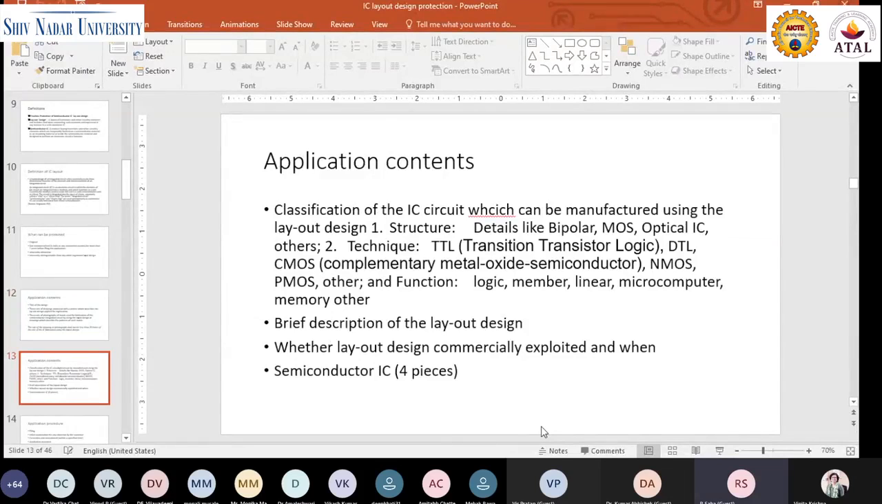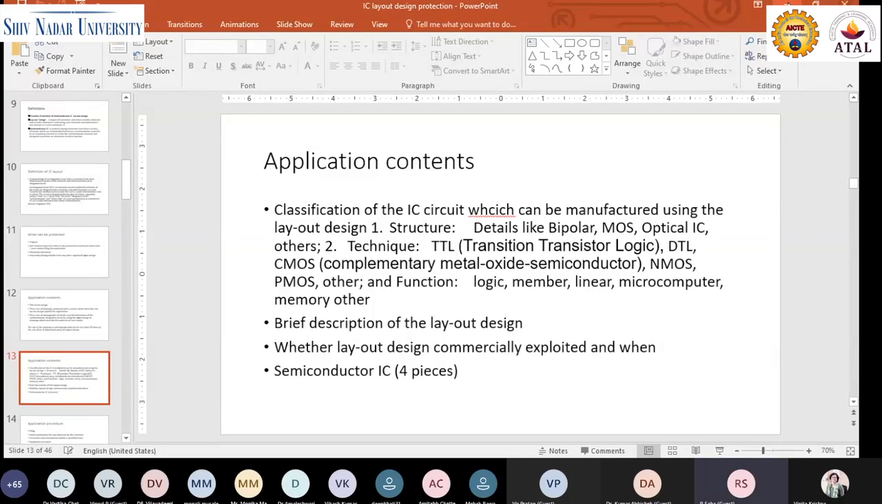Then you have to give the classification of the IC circuit which can be manufactured using the layout design. IC circuits fall into many different categories. For example, you have to specify the structure, whether it is a bipolar system, a MOS system, or an optical IC, and what technique has been used to produce the IC, whether it is CMOS technology, which stands for complementary metal oxide semiconductor, or TTL, transistor-transistor logic, and so on. Then you have to give the function, whether it is a logical function, a memory function, or a processor function, which analyzes data and comes out with some results.